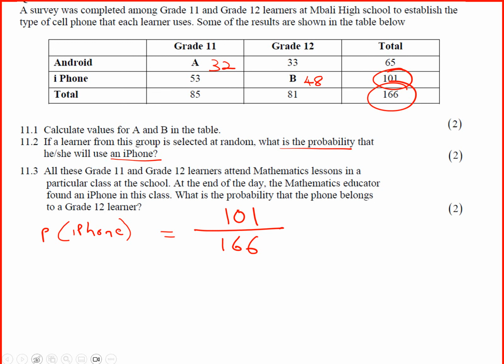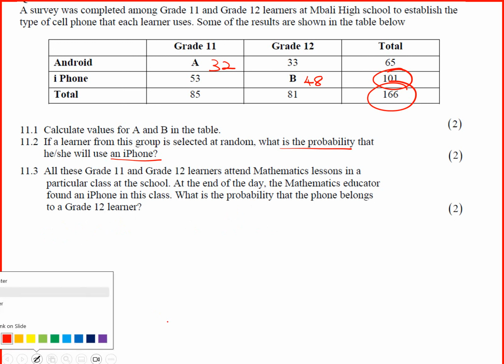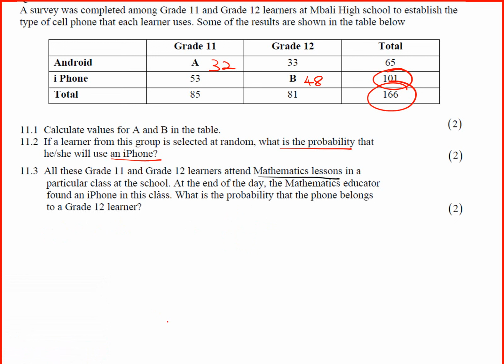The second question, it says all these grade 11 and 12 learners attend maths lessons in a particular class at the school. At the end of the day, the maths educator found an iPhone in his class. What is the probability that the iPhone belongs to the grade 12 learner? So probability, once again, of the iPhone belonging to a grade 12 learner. Remember, it's a fraction.